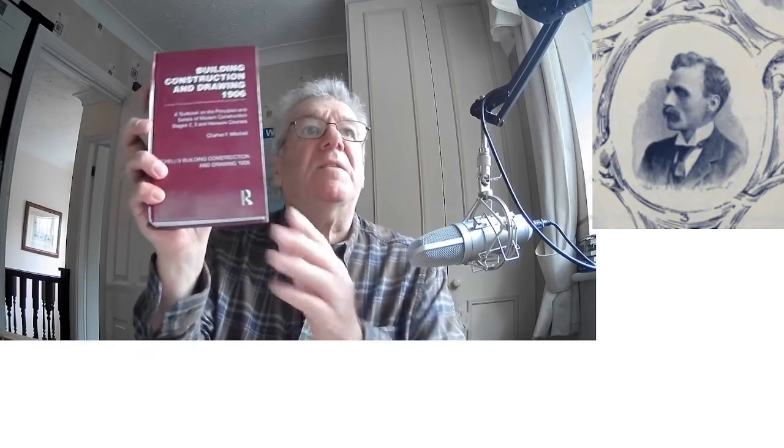Then this book is the meat. This is the 1906 Stage 2 and 3 Honours course. Now this is where Mitchell, and you'll see his picture up in the top right hand corner, explains a lot of the construction that was pertinent to the time of the book's publication, 1906.